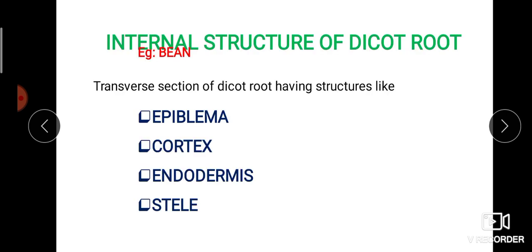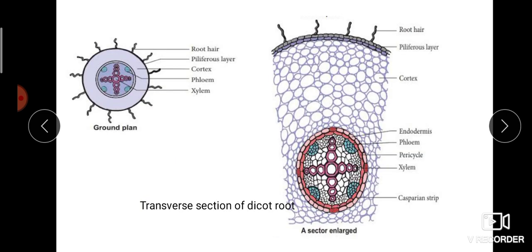First, the internal structure of dicot root, for example bean. So, the transverse section of dicot root has structures like epiblema, cortex, endodermis, and finally stele. Epiblema, cortex, endodermis and stele are the major structures found in the transverse section of dicot root.